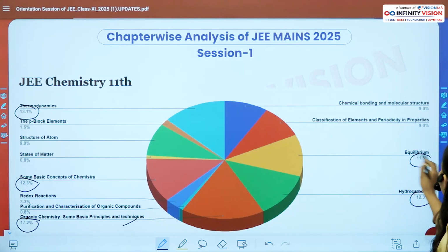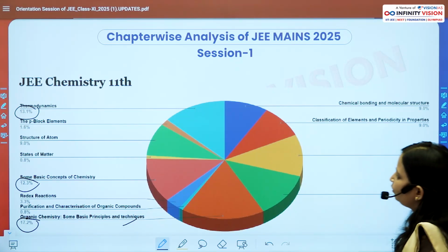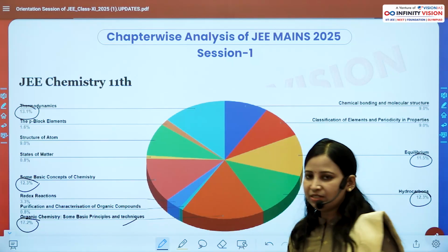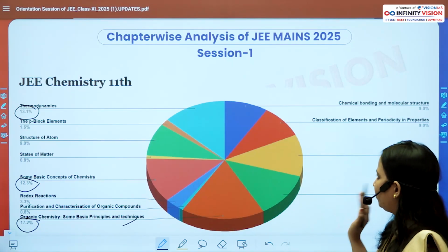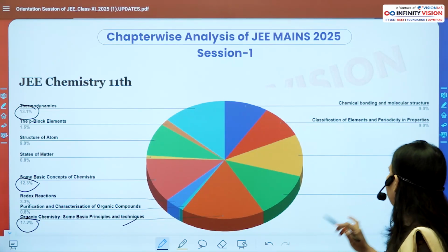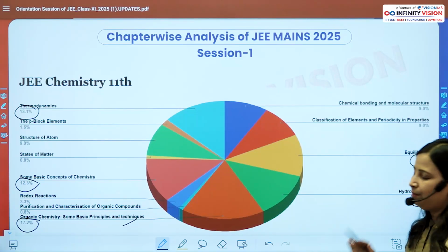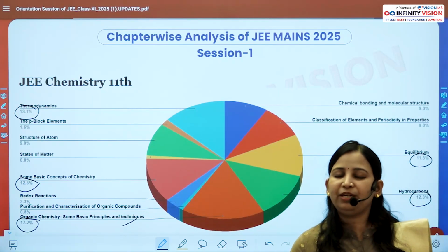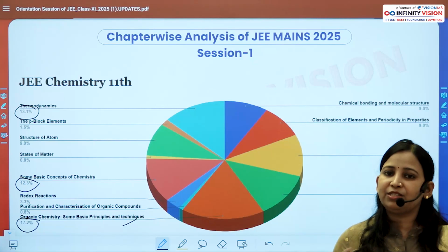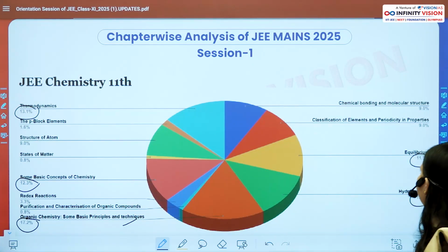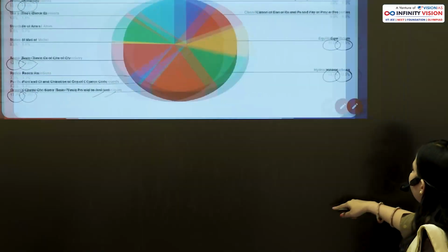Then equilibrium, 11.5%. So we can see these are the high weightage chapters, but we have to actually cover all, because to score well, you have to be completely prepared, so that you can score very good marks and achieve a very high rank in JEE Mains. So now let's move further.